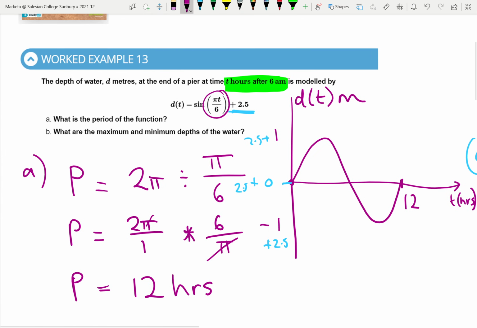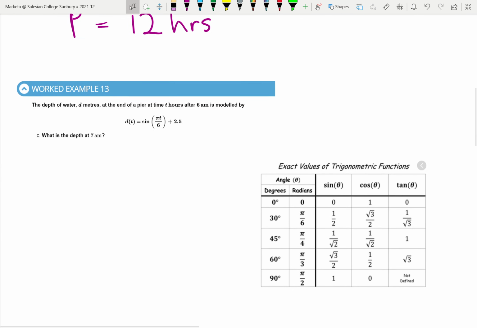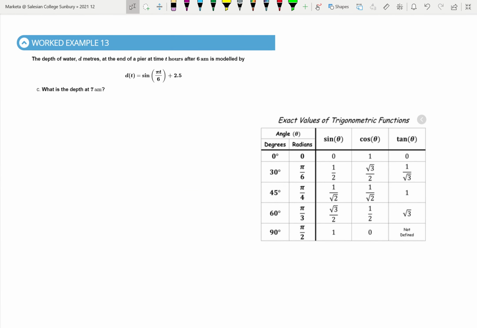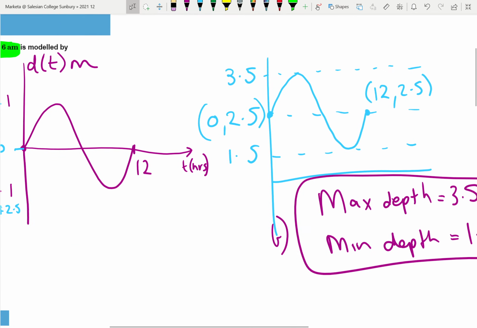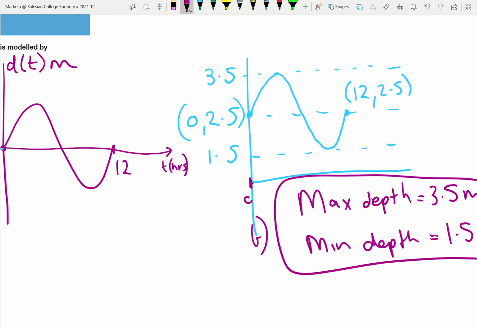All right. So look, let's scroll down and let's look at the next one. So now we say, what is the depth at 7 a.m.? So if we look back to the graph, this is 0 here, but actually 0 represents 6 a.m. So 7 a.m. is actually 1 hour after 0. So we're not subbing in 7 into the equation, we're going to sub 1. And whether you do that on CAS or by hand, you would be subbing 1.